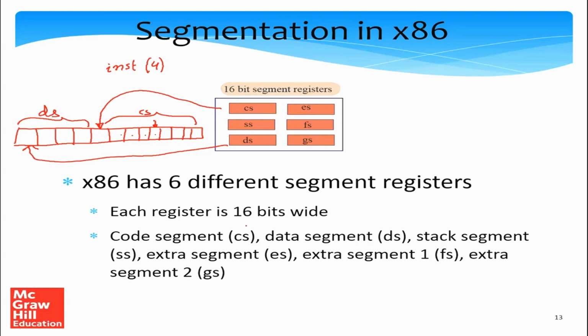What is an activation block? It stores all the arguments, the return address, all the temporary variables of the function. So this is called the stack. The stack segment also has its segment register, and along with that we have 3 extra segment registers, ES, FS and GS, which are not used but they can be defined if need be.